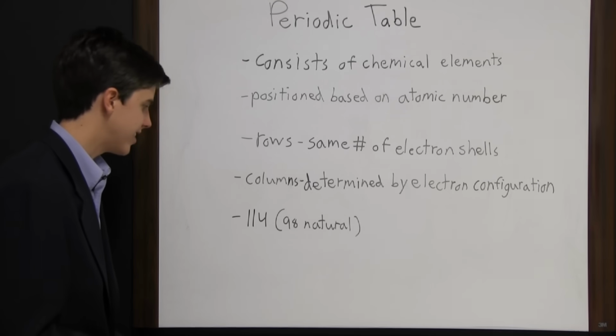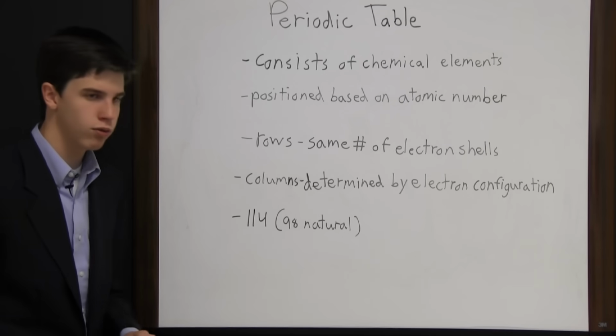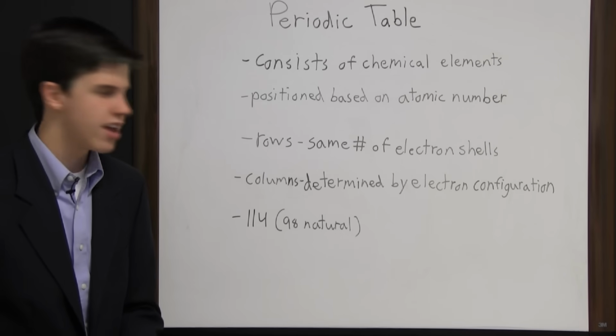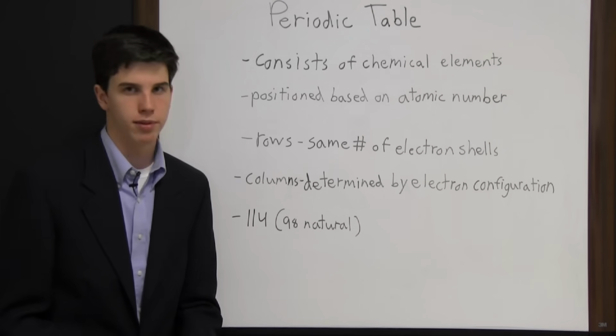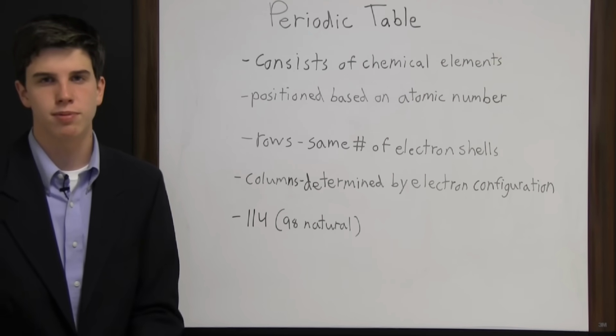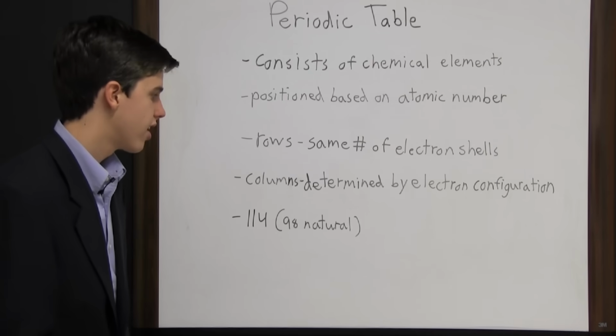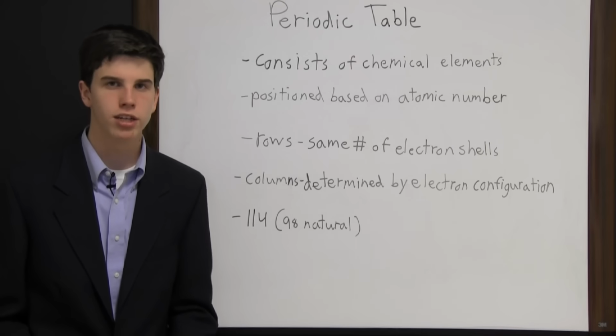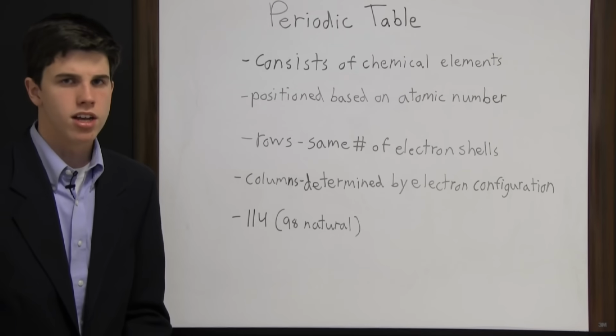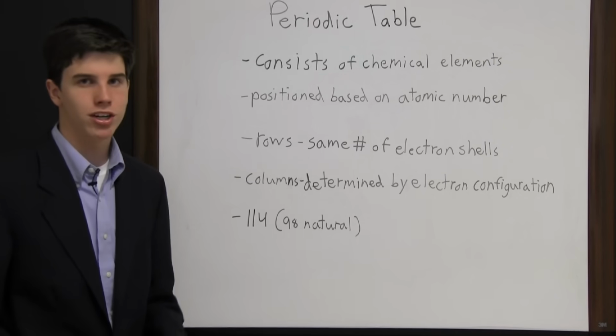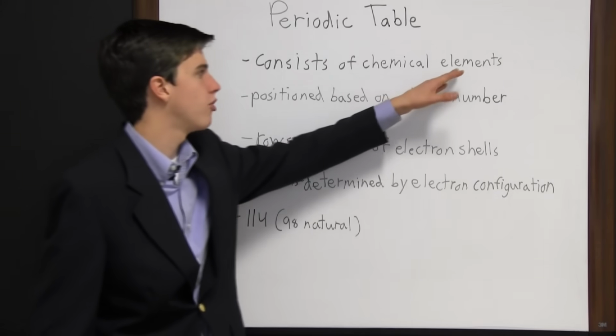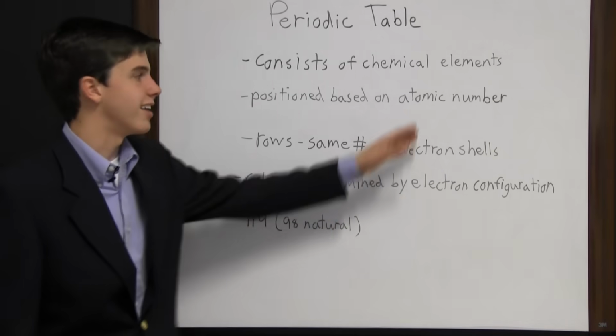There are about 118 elements out there, but only 114 have been officially recognized. And 98 of those are natural elements, ones that naturally occur in nature, such as potassium, nickel, and hydrogen. The other ones are synthetically produced by humans, such as Einsteinium. So the important thing to remember about the periodic table is that it consists of chemical elements, and it is arranged by atomic number.